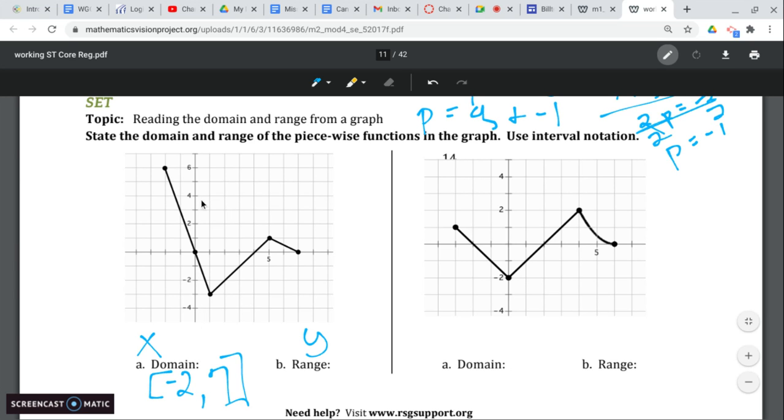Now for our range, this is our y value. So it's the lowest this function ever goes. The bottommost point is right here, which is at negative 3. Now we look for the highest point, which would be up here at 6. So our range is negative 3, 6. So remember, domain is x values, range is y values. Okay?